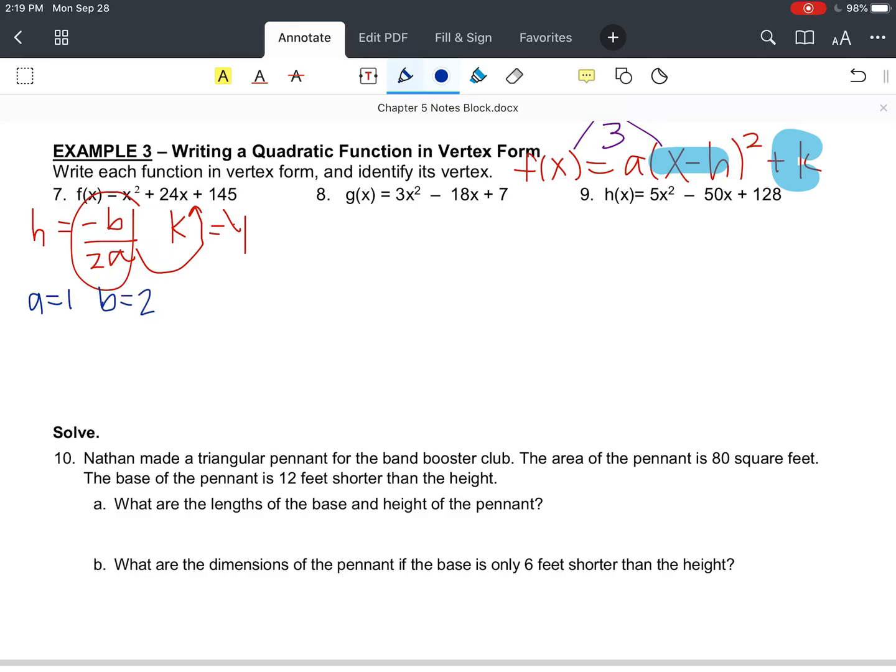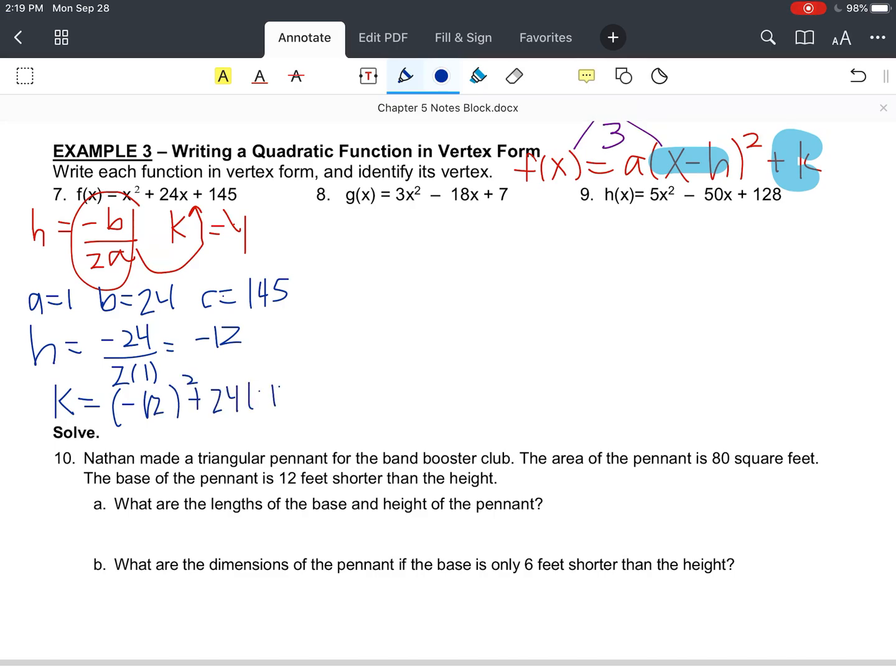So if you let, in this case, a is 1, b is 24, and c is 145. So your h is going to be opposite of b over 2a, so negative 24 over 2 times 1. So that's going to be negative 12. That's your h. Your k, you're going to substitute negative 12 into your original function. So negative 12 squared plus 24 times negative 12 plus 145.